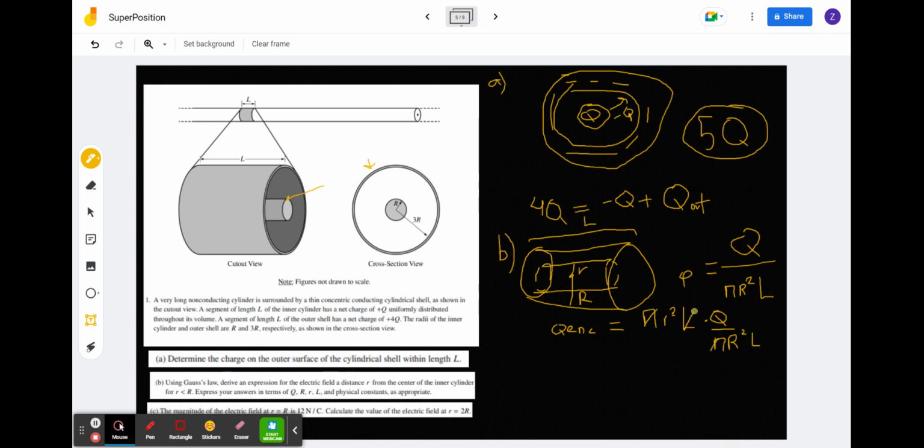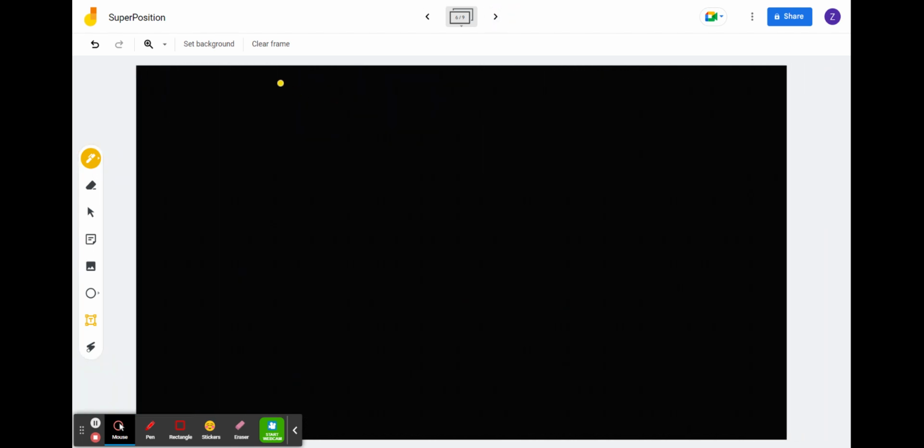So pi cancels out, which leaves us with Q times small r squared over big R squared. Okay, so let me just move over here. So we said that the charge enclosed is Q small r squared by big R squared. So now let's set up our Gaussian stuff.